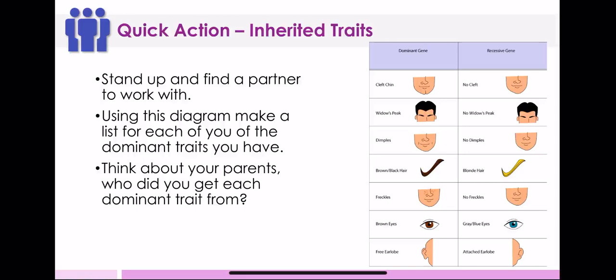And then once you've done that, think about your parents. You may want to go look at them. Think about their features. Which parent did you inherit the dominant trait from? Remember, it only takes one parent to pass along the dominant gene, whereas if you inherited recessive genes, both of them must have it.